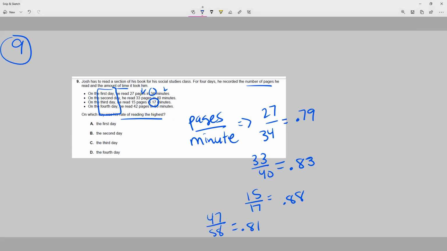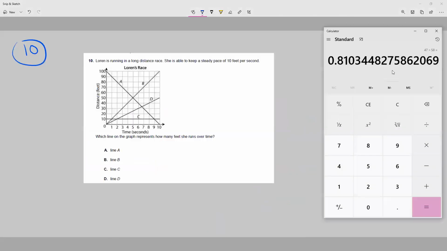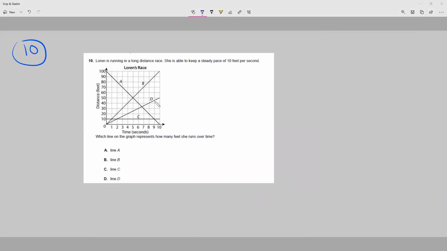So these are pretty easy to tell that the day he was reading the most pages per minute was the third day. He read 15 pages in 17 minutes. So this is just a rate problem, which relates to slope. If I was making some kind of graph, this would definitely create some kind of data relationship I could look at. All right, I don't need my calculator for now, at least.